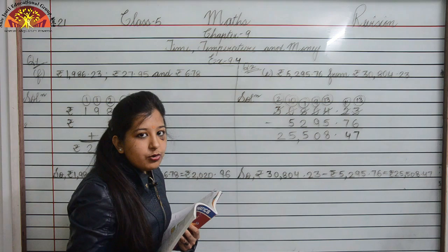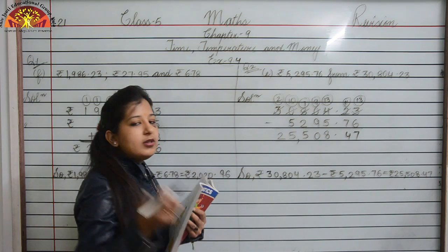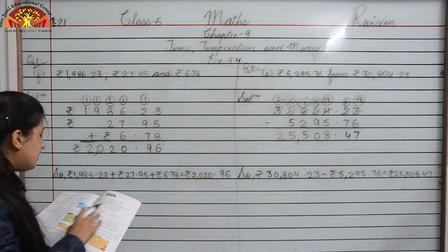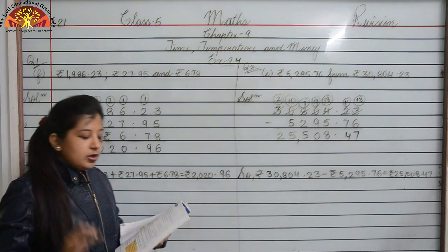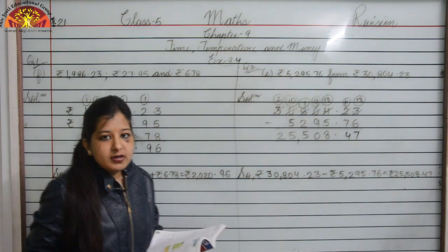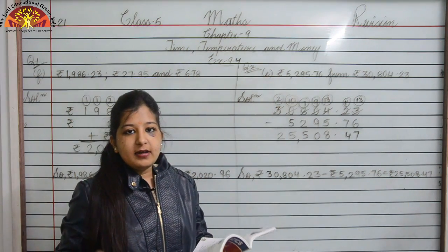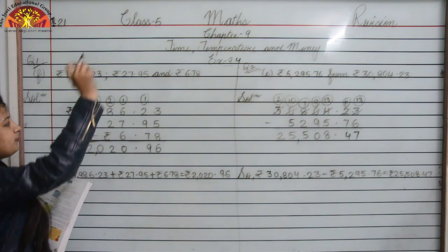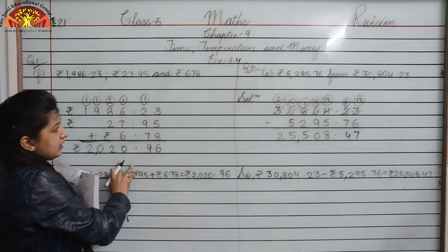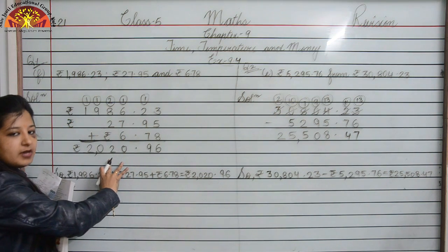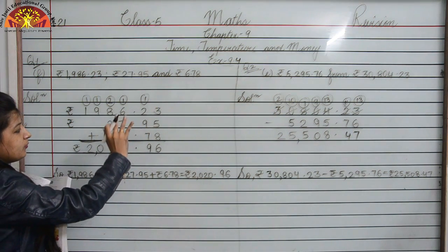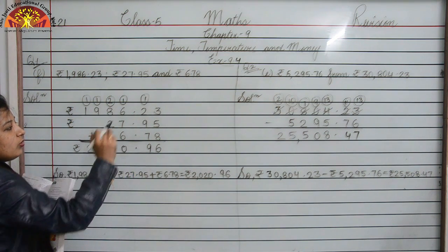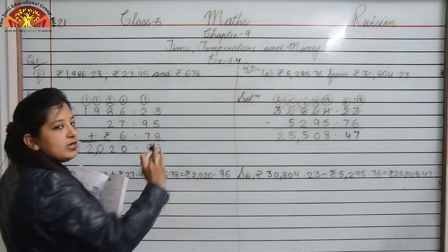Now what we have to do here? We have to do the addition of the given amounts. So students, we should always remember to write the points of the numbers to be added or subtracted below each other. So first of all, we will arrange all the given money in this way. Points should be below each other. So now we will start doing addition.